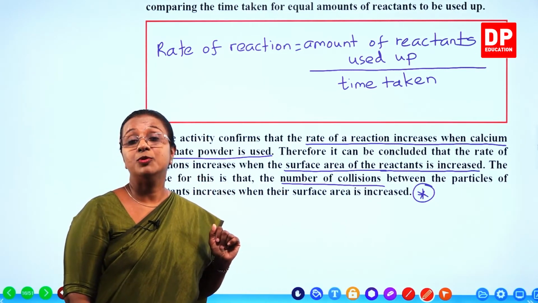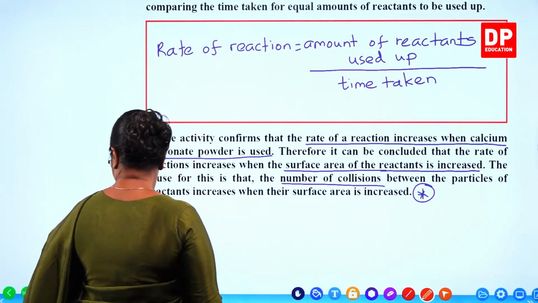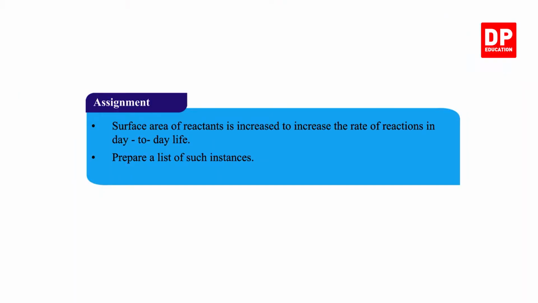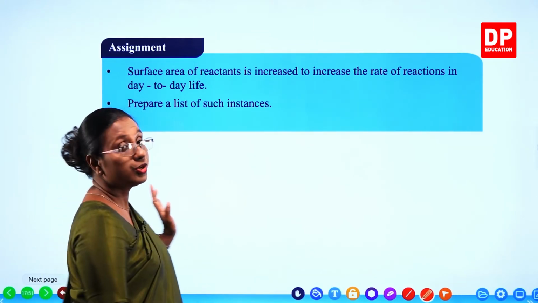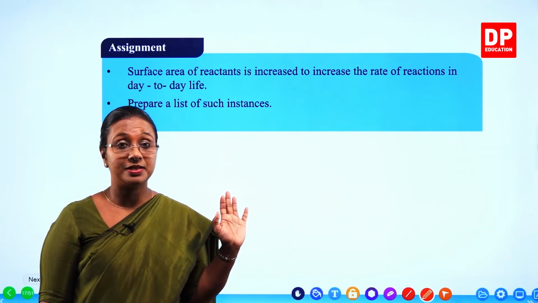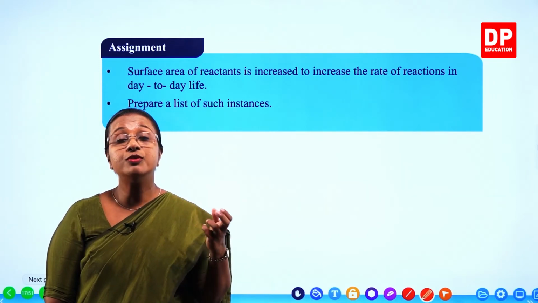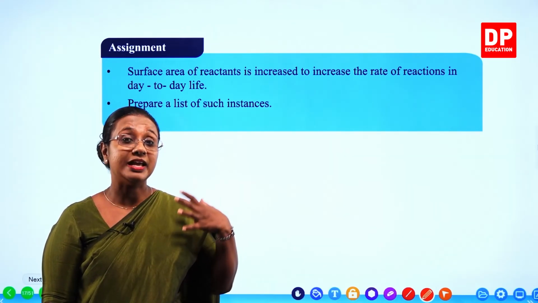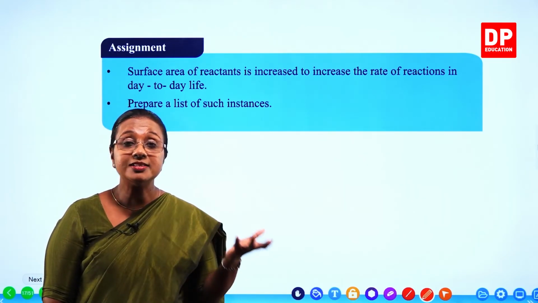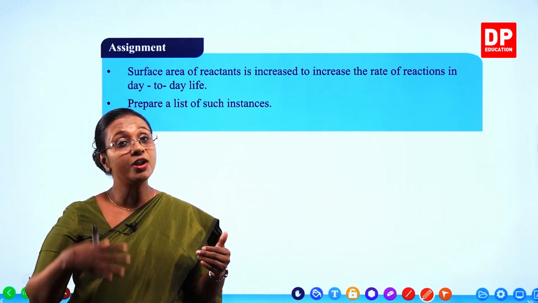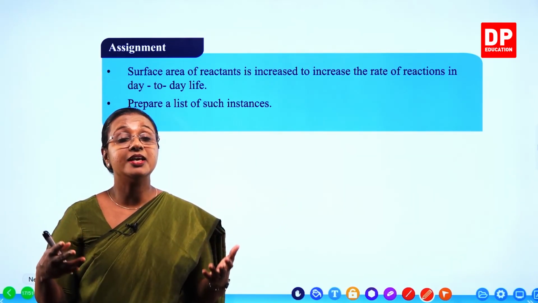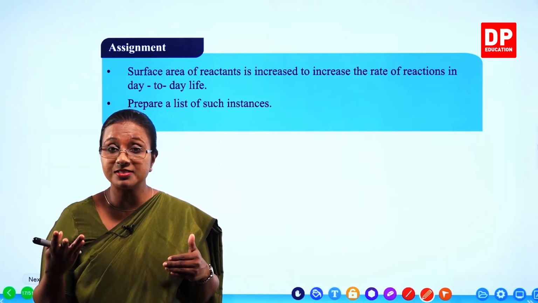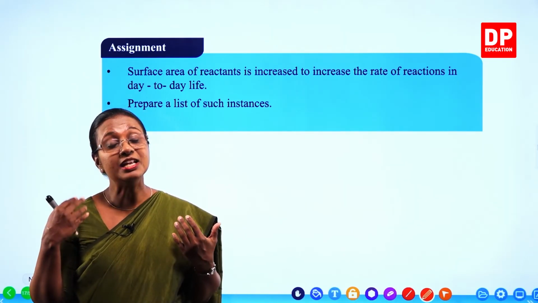So then, we will move on to the next slide. So there is an assignment. Surface area of reactants is increased to increase the rate of reactions in day-to-day life. So you all know, now we looked at two examples. One thing, chewing the food when you eat. So when you chew the food, you break it into smaller particles. So there the surface area increases. I told you all, the digestion process is again chemical changes. So that takes place faster. That is, digestion is faster when you nicely chew the food and swallow it.